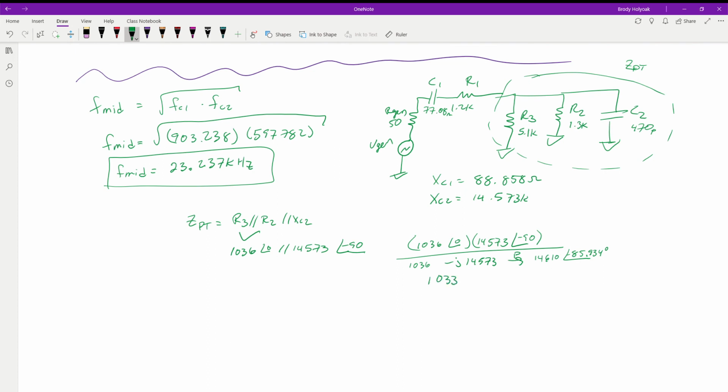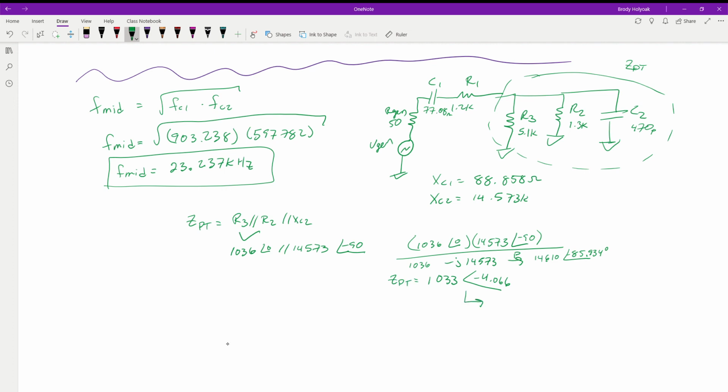1033 at an angle of, so we take negative 90 minus a negative 85.934. So we're going to add 85. We end up with a negative 4.066. So yeah, on mine, it was carried one decimal place too far. So, all right, now this is our Z parallel total in polar form.